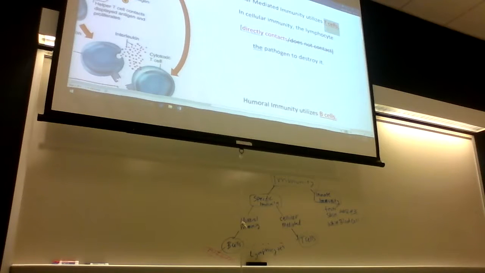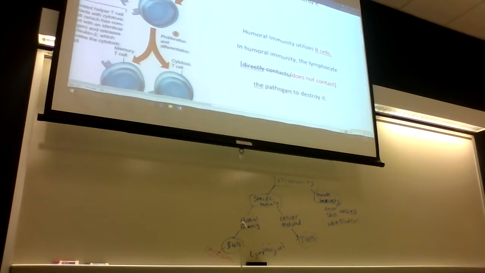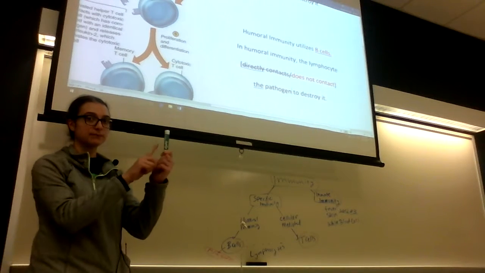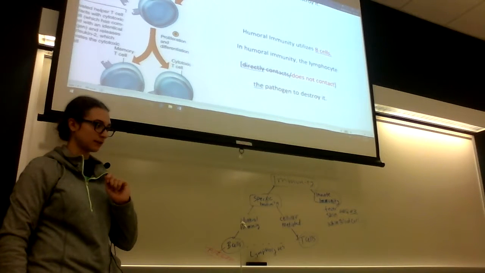Humoral immunity utilizes B cells. In humoral immunity, the lymphocyte, also the B cell, does not contact the pathogen to destroy it. So if I am the B cell, this is my antibody, the marker. I'm going to attack something, and the marker is going to kill it.